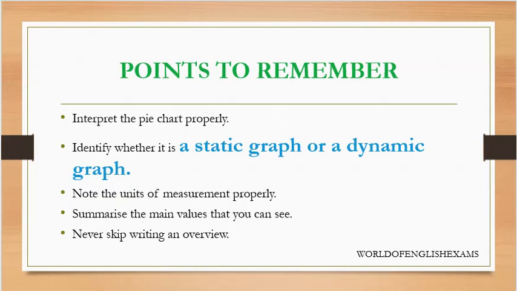Now, summarize the main values that you see. This is the second important point that I wanted to stress. You should not write all the things that you see. You have to carefully identify which ones are important and which ones you can exclude while writing a report. If you can do that, then definitely we are looking at a target score of over 8.